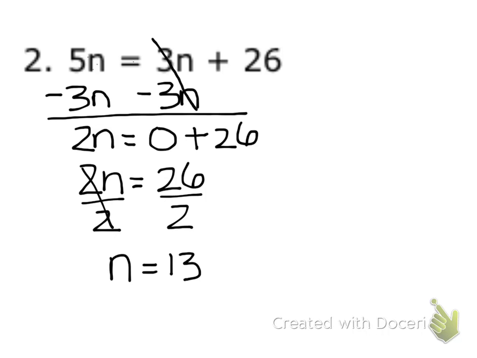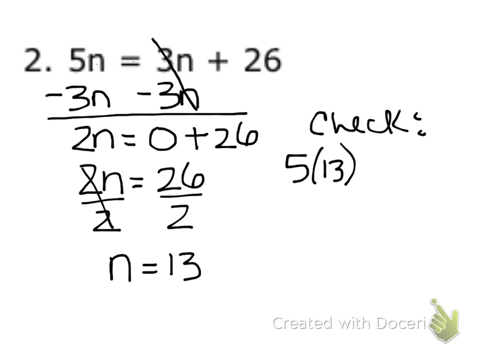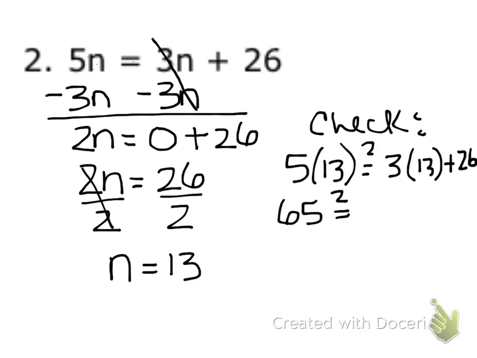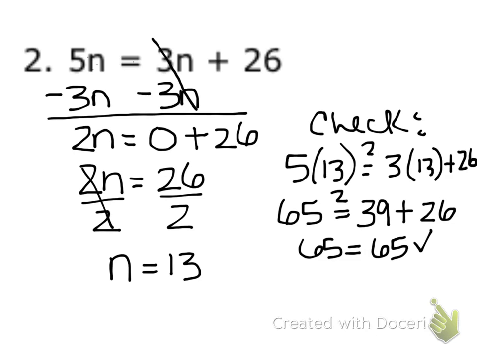Again, we can go ahead and check it if we want. We'd be doing 5 times 13 and asking ourselves, does it equal 3 times 13 plus 26? 5 times 13 would be 65. And I'd be asking, does that equal 39 plus 26? I'd end up with 65 equals 65. So I know I did my problem correctly.